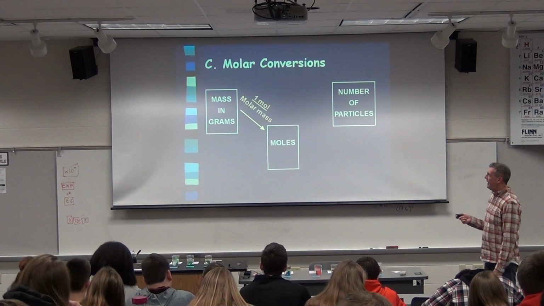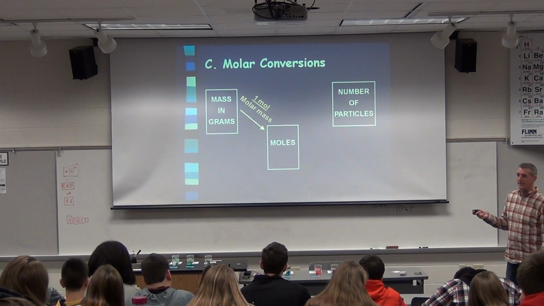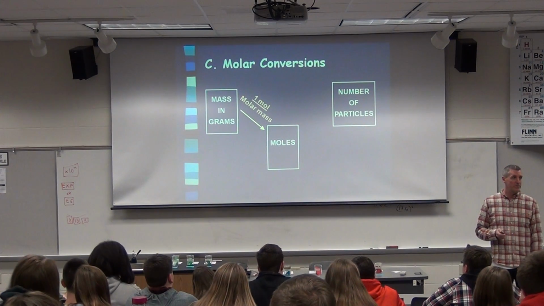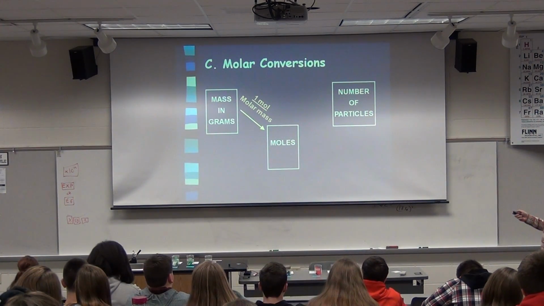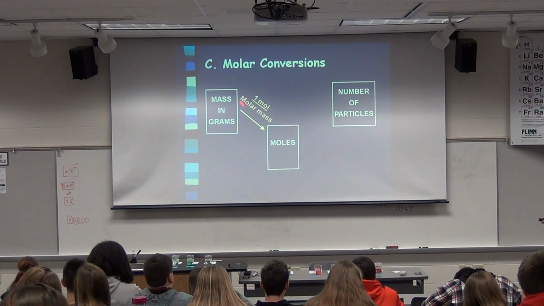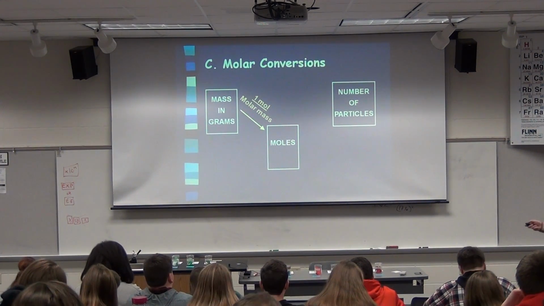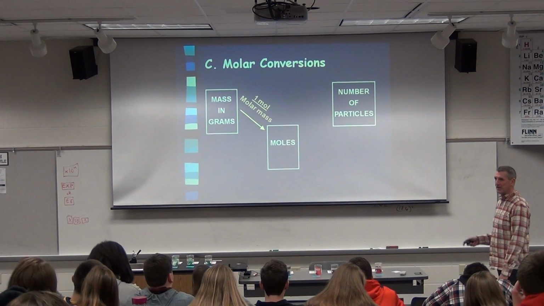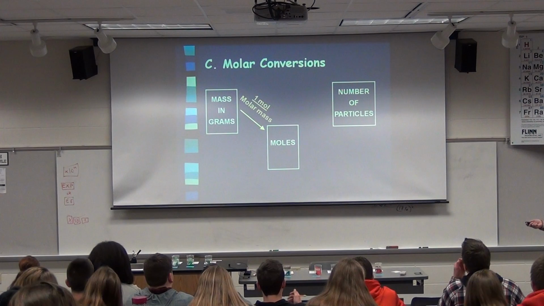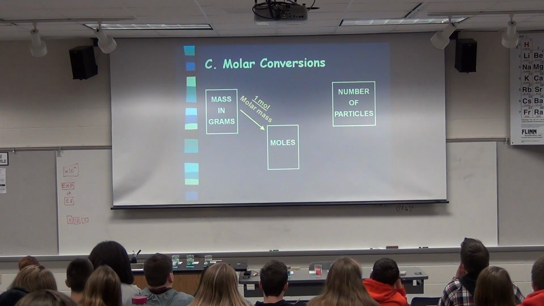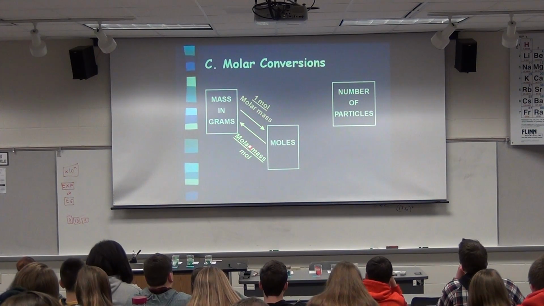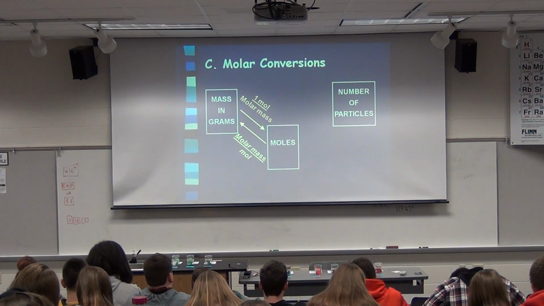So if we're going to go from mass in grams to moles, we're going to use a T-chart because we always use T-charts. And we're going to multiply our mass in grams times 1 mole over the molar mass, so that our grams cancel out, and we're left with units of moles. If we're going the other way, we flip our fraction. So instead of moles over molar mass, it's going to be molar mass per mole.